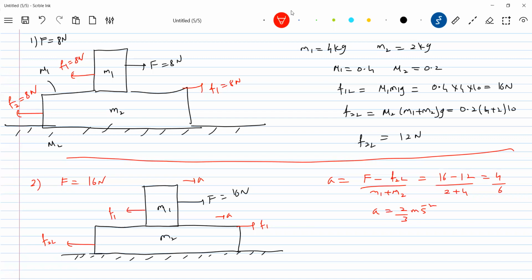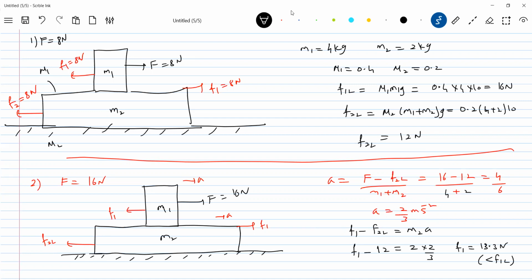So who will accelerate the block M2? The friction force only. So here what is the equation? F1 minus F2L equals M2a. What is F2L? 12. What is the value of M2? M1 is 4, this is 2. M2 is 2, so this will be 2 by 3. So look at the value of F1. 12 plus 1.3, so 13.3 Newton. Is it less than FL?